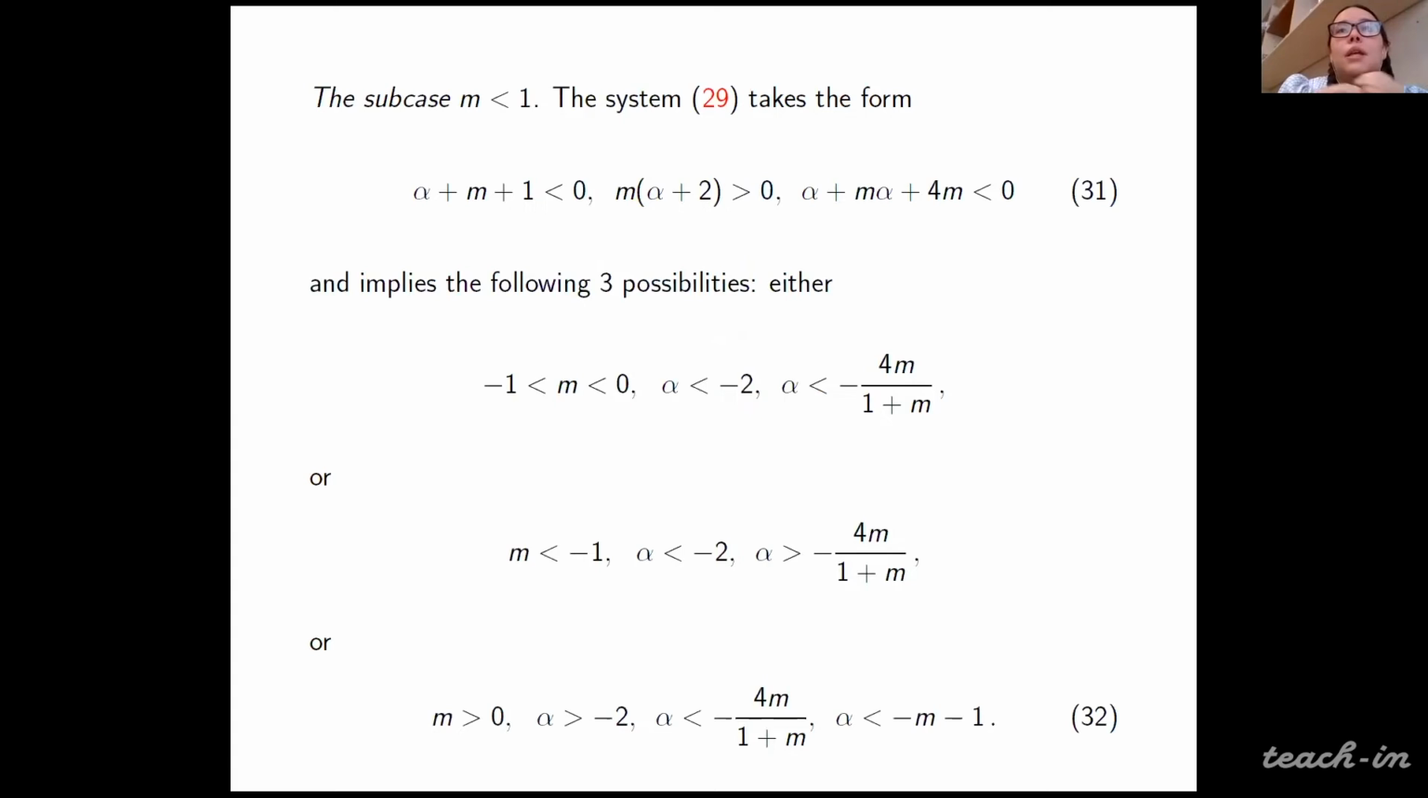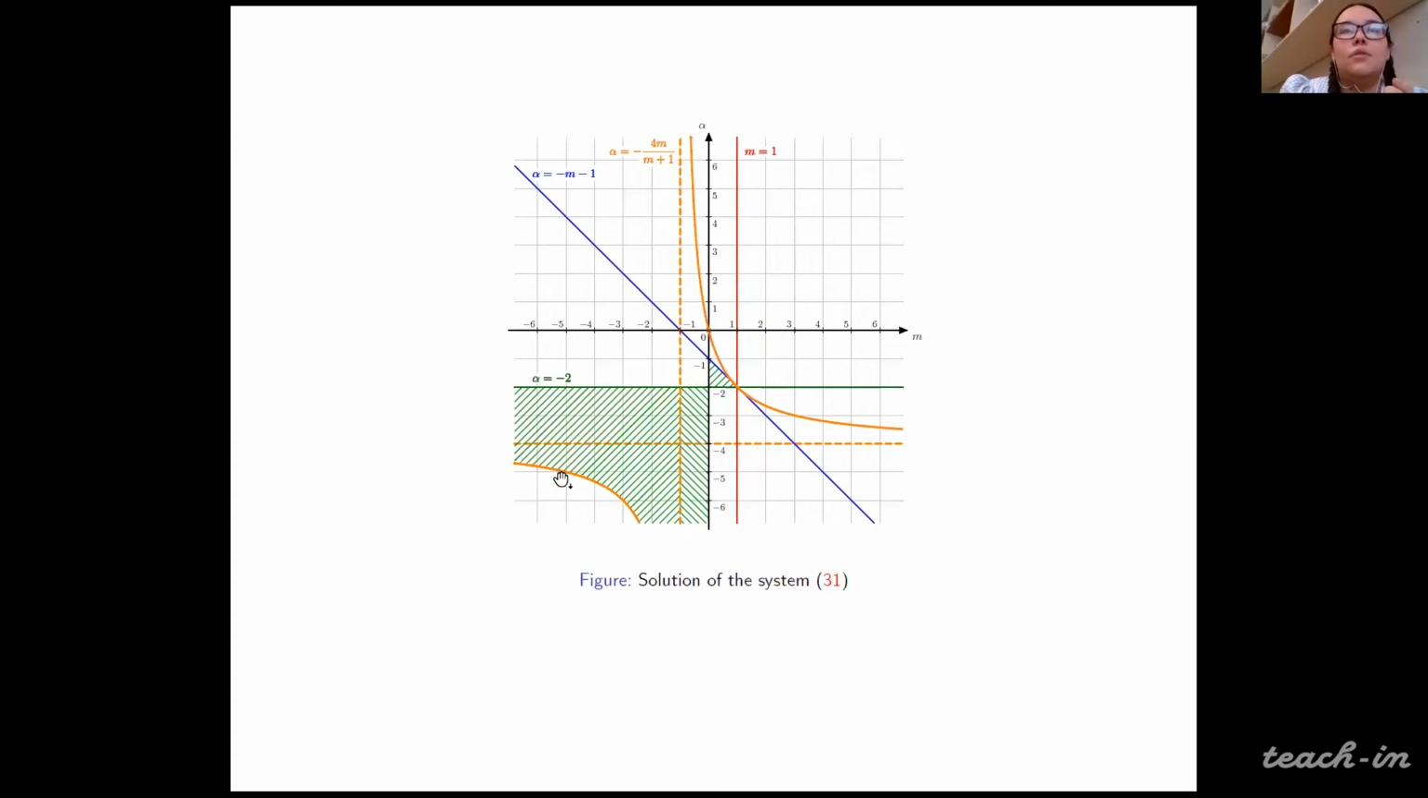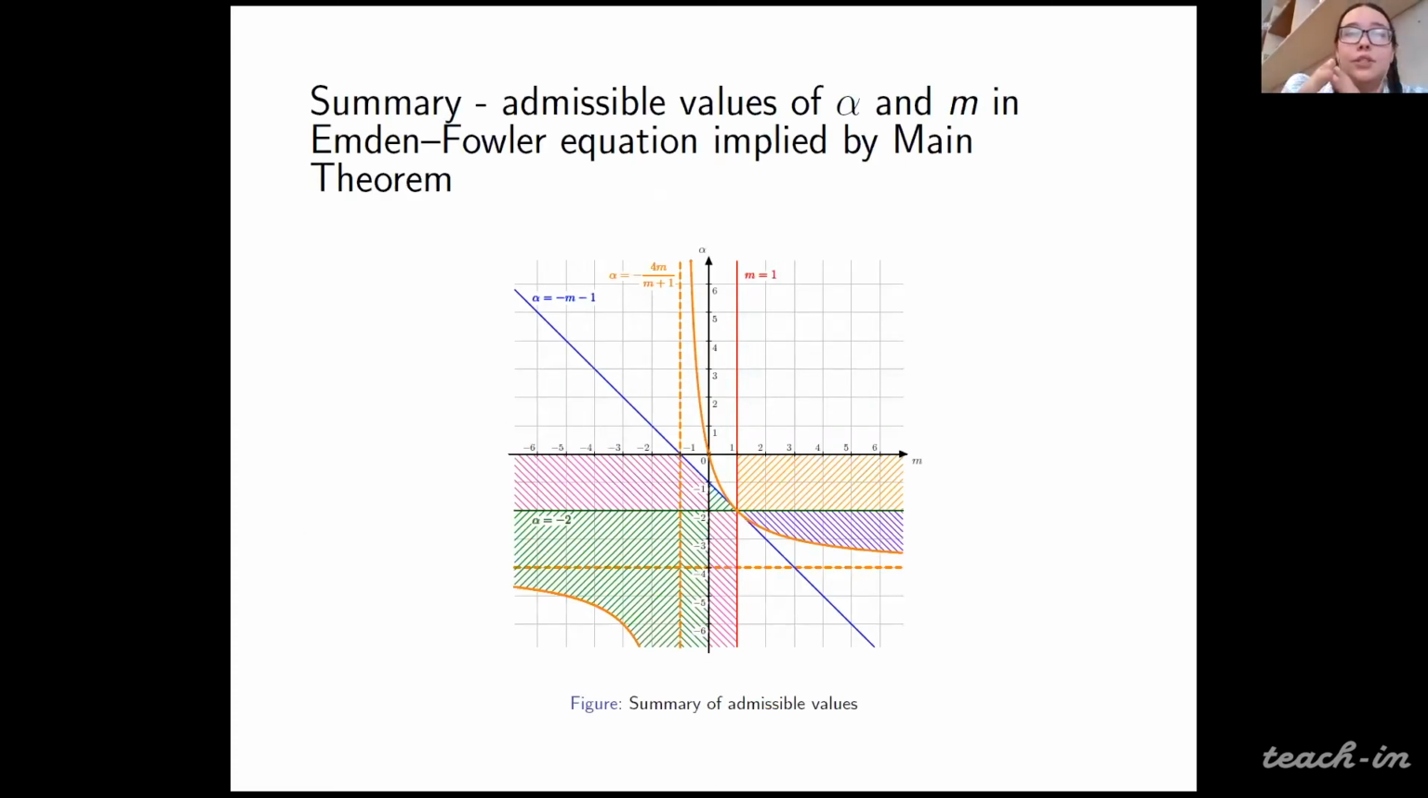The system will take the form 31, and here it disintegrates into three different possibilities, the first, second, and third, which could also be described on the m-alpha plane in the following form. We have this green subset, this little triangle, and something like this. If we combine all the conditions, we get the following picture. As you see, these are the conditions on alpha and m that give us the answer that the solution of our Emden-Fowler discrete equation will have the following asymptotic form.